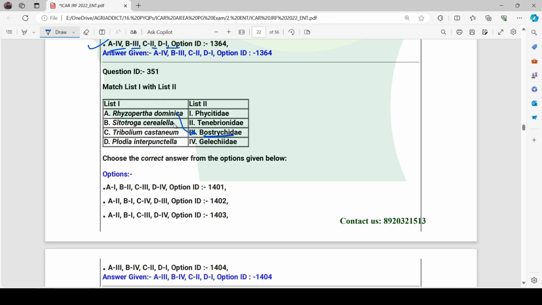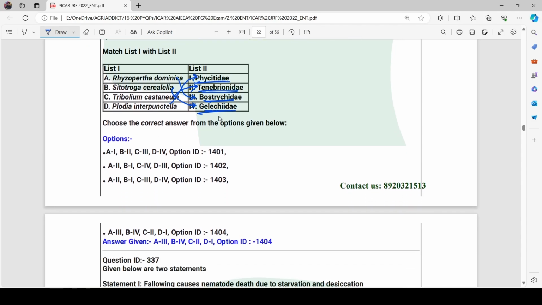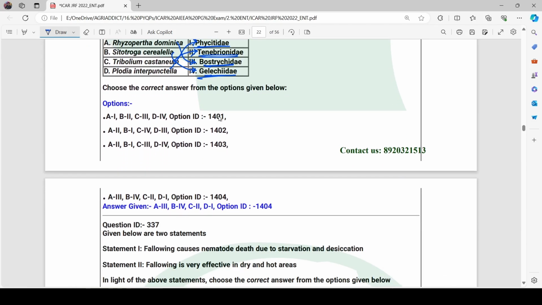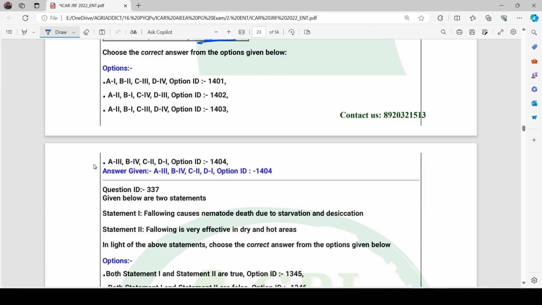Then Sitotroga cerealella, Angoumois grain moth, is of the family Gelechiidae of order Lepidoptera. Then Tribolium castaneum, red flour beetle, is of the family Tenebrionidae, order Coleoptera. And finally Plodia interpunctella, the Indian meal moth, belongs to an important family, Pyralidae. Just remember this Pyralidae and Plodia, and the rest are important, but this is the most important one. So here option 4, that is A3, B4, C2, D1, is the correct answer.